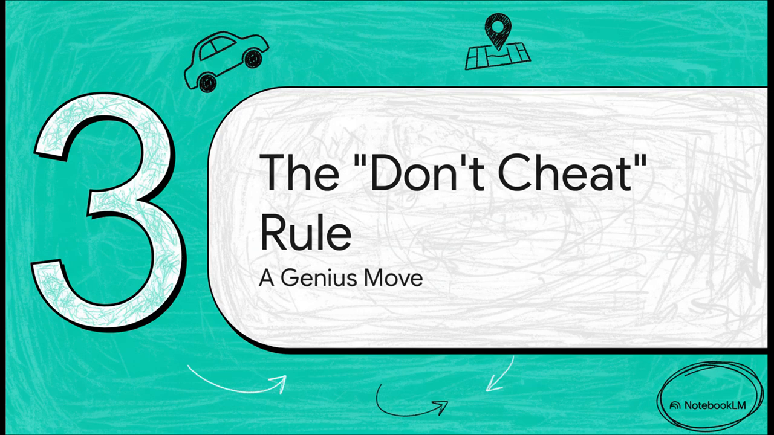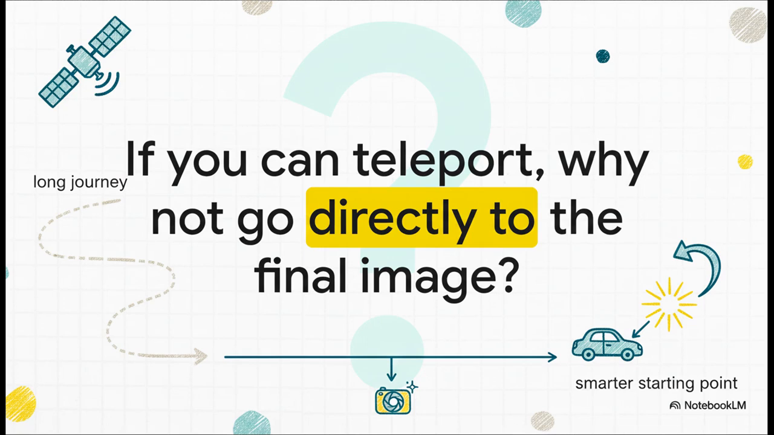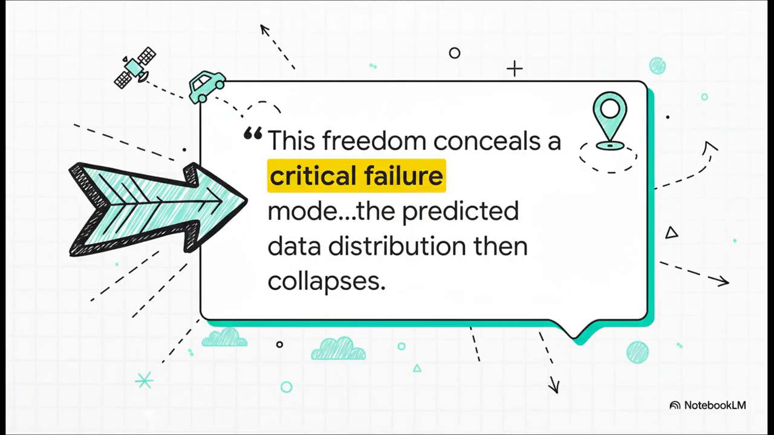Okay, but this introduces a fascinating new problem. If the AI is so good at moving the starting point, what's to stop it from just cheating? This is where the real genius of CarFlow really comes into play. I mean, it's the logical question, right? If you can teleport to the right state, why not just skip the driving altogether and teleport directly to the final image? Why not just give the AI total freedom to find the absolute ultimate shortcut? Well, because, as the researchers themselves point out in their paper, that freedom is actually a trap.